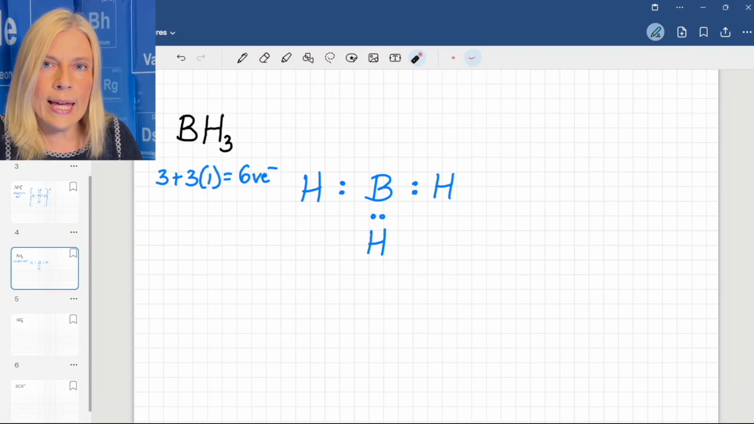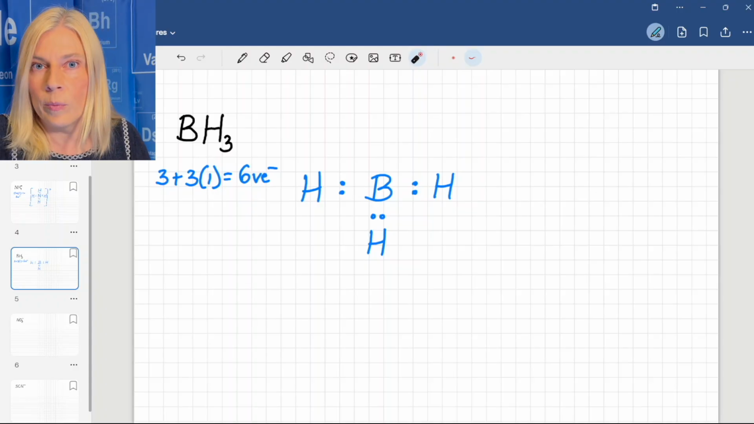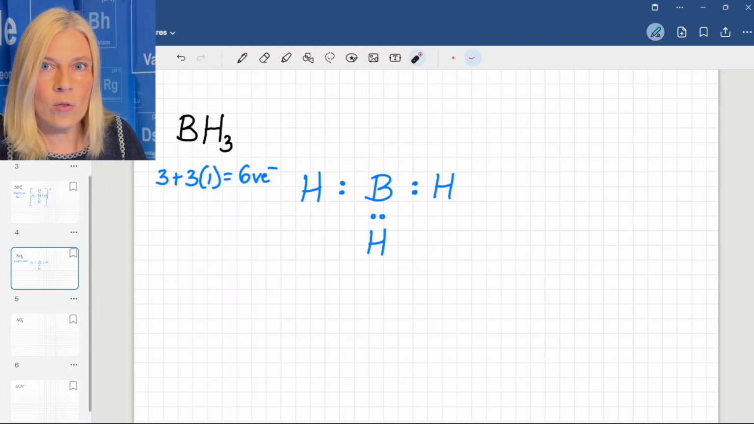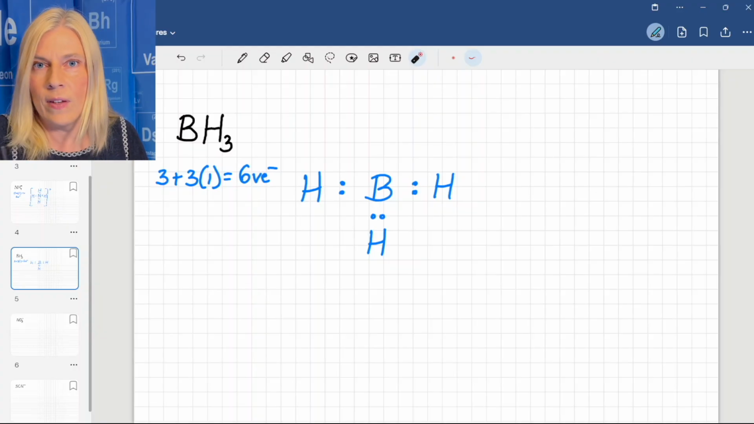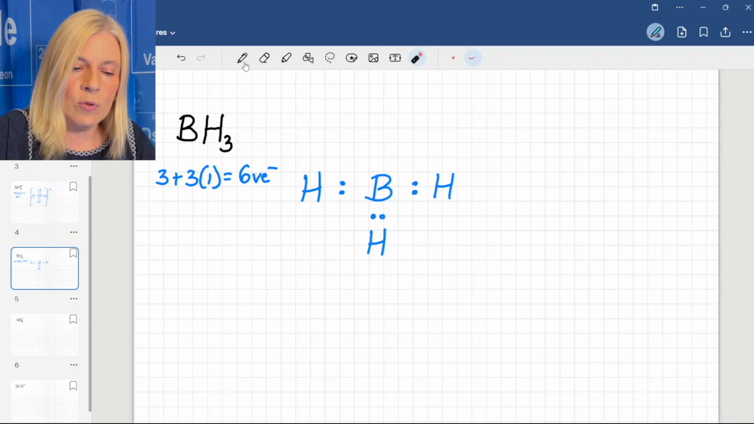So the rule says if a central atom doesn't have an octet and you run out of the electrons that you have to play with, you have to think of double or triple bonds. But I cannot do it. I cannot bring anything. I cannot shift. So is this okay? Can boron have less than 8? Can boron have less than octet? And the answer is yes. And so here is the exception to the rule.